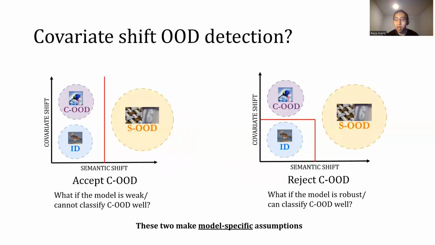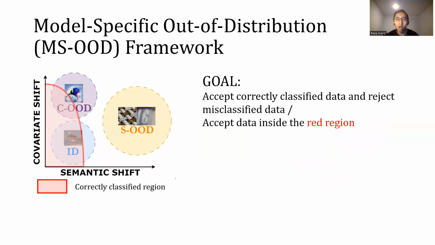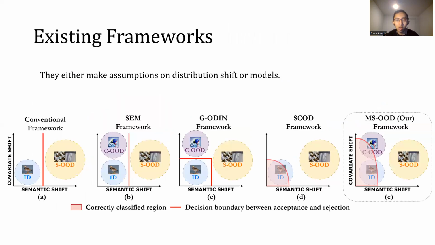So these two actually make a specific assumption on the model. The first one assumes that the model is robust, and the second one assumes that the model is weak, so that's why it should be rejected. Our goal is to bridge these two previous frameworks. The goal of our framework is to accept the correctly classified data and reject the misclassified data. So we can see that our framework essentially unifies all the existing frameworks.